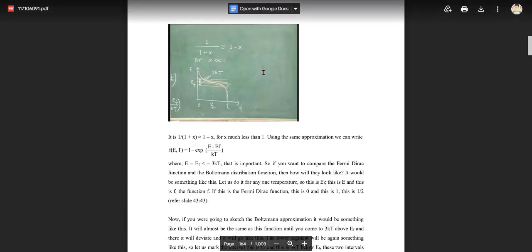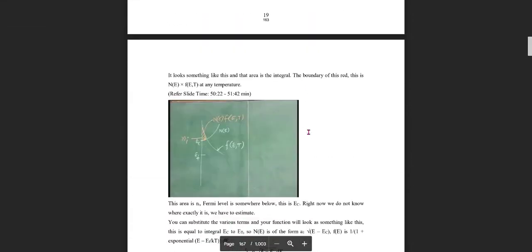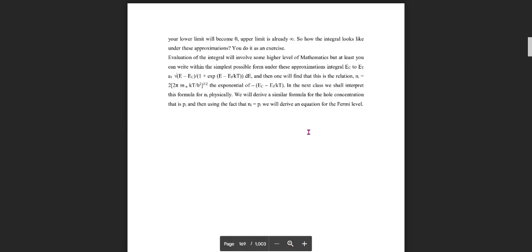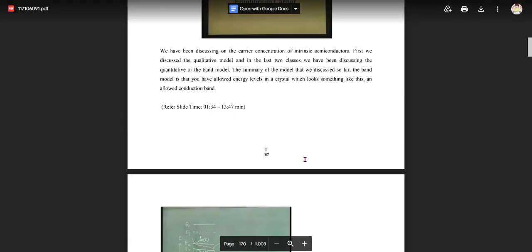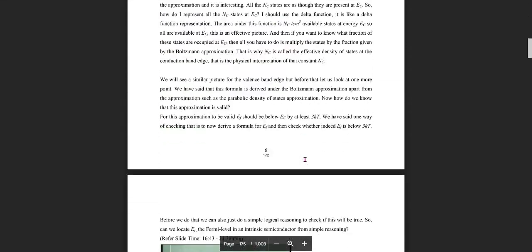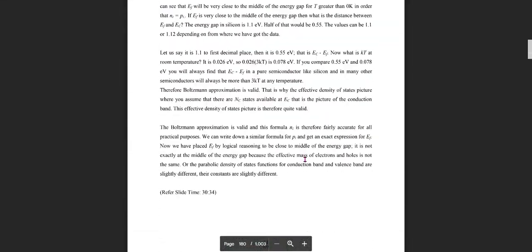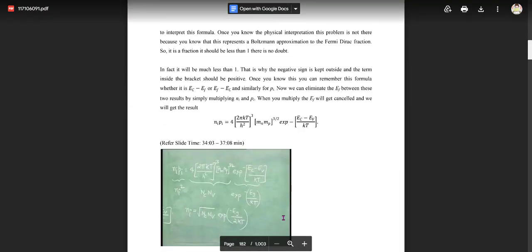This is also a very important graph. This lecture you should completely go. Lecture number 8, equilibrium carrier concentration, still continues. This is important lecture, okay. The formulas that are given are important.